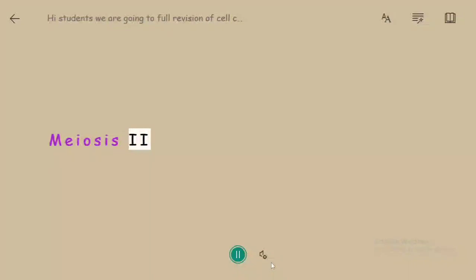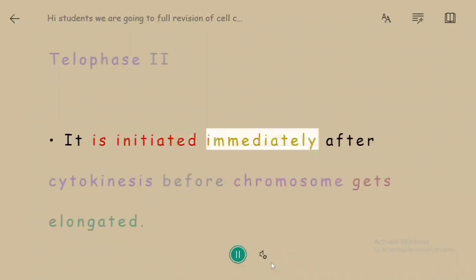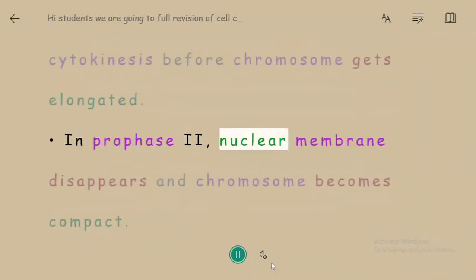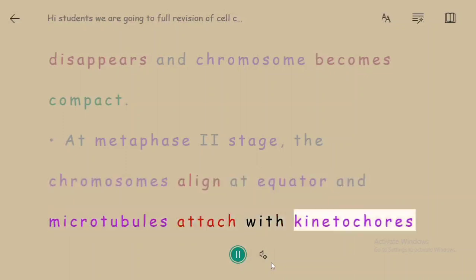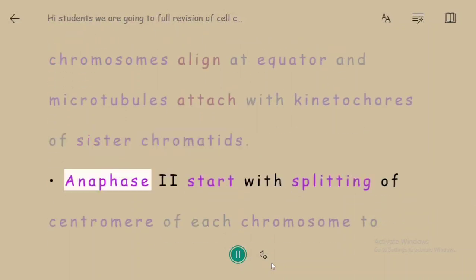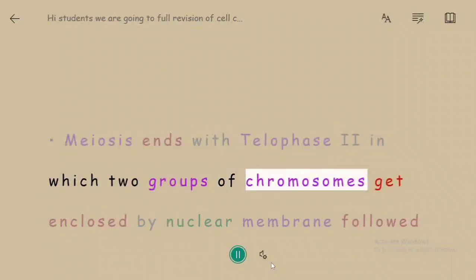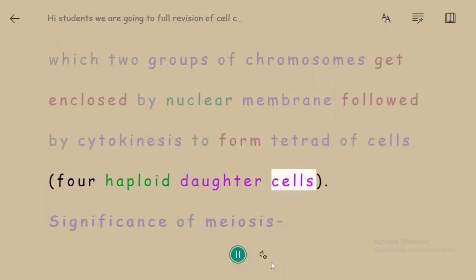Meiosis II. Prophase II, metaphase II, anaphase II, telophase II. It is initiated immediately after cytokinesis, before chromosomes get elongated. In prophase II, nuclear membrane disappears and chromosomes become compact. At metaphase II, the chromosomes align at the equator and microtubules attach to kinetochores of sister chromatids. Anaphase II starts with splitting of the centromere of each chromosome, which move towards opposite poles. Meiosis ends with telophase II, in which two groups of chromosomes get enclosed by nuclear membrane, followed by cytokinesis to form a tetrad of cells, four haploid daughter cells.